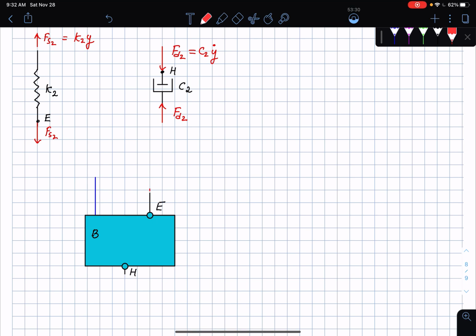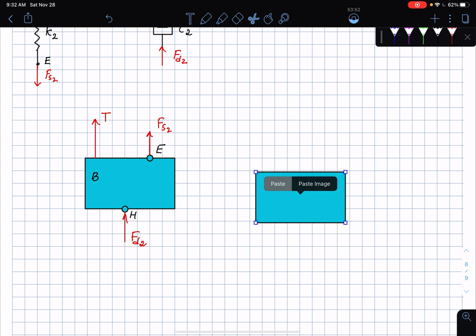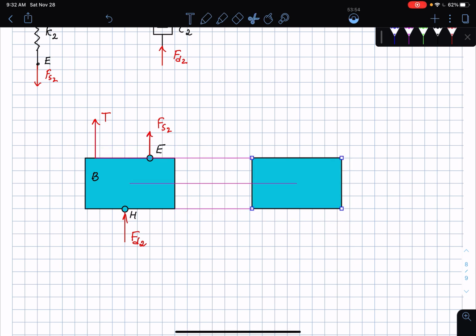First of all, at this point the spring is attached, so I'm going to have Fs2. Then this is the cable tension T. The gravity of the block is not going to be acting on this, so that's something you want to notice. Then at this point H, I'm going to have a force equal and opposite to the damping force. This is going to be Fd2. Then all I have to do is copy this and paste this here. Then this is going to be its kinetic diagram.